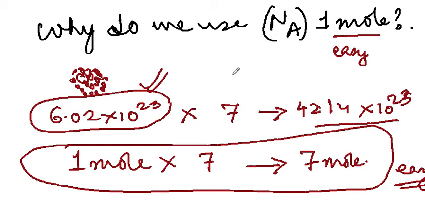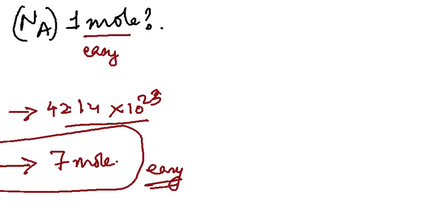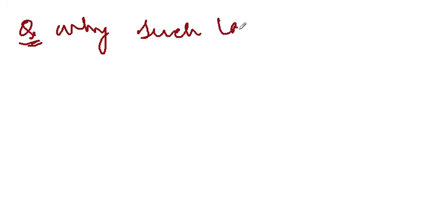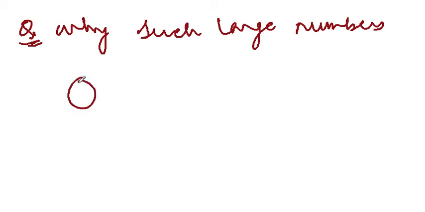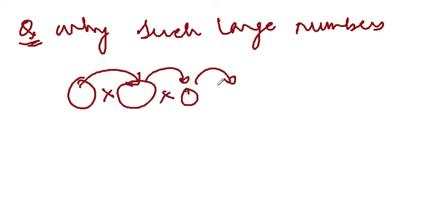So why such large numbers? Because in our day-to-day life we use a pen, pencil, a chocolate or a biscuit. We hardly take one biscuit, two biscuits, one pen, two pens, 100 rupees, 200 rupees. But we don't use crores and crores. 6.02 into 10 to the power of 23 means one crore multiplied by another crore multiplied by another crore. We don't use such a big number in our normal day-to-day life.